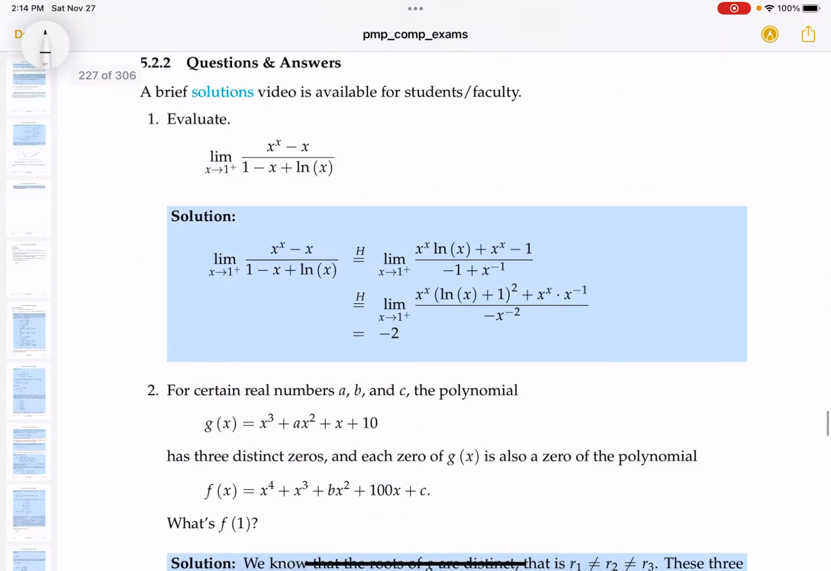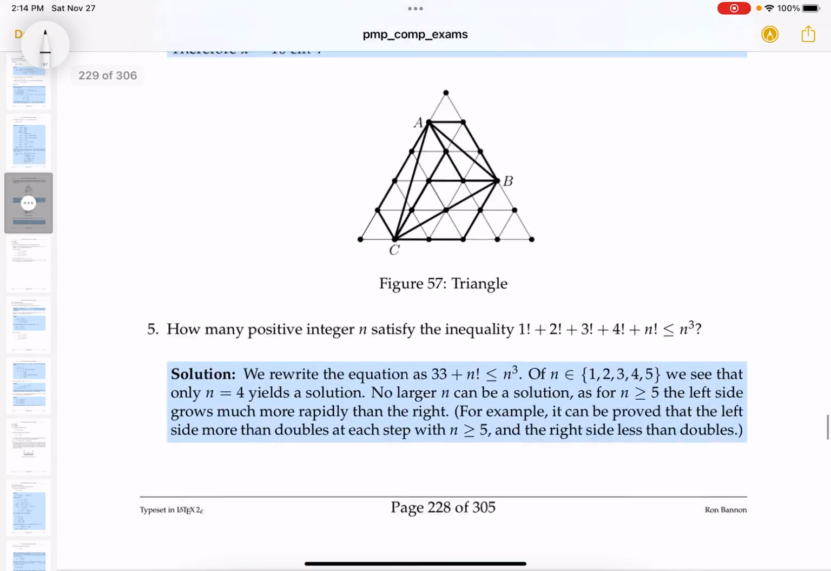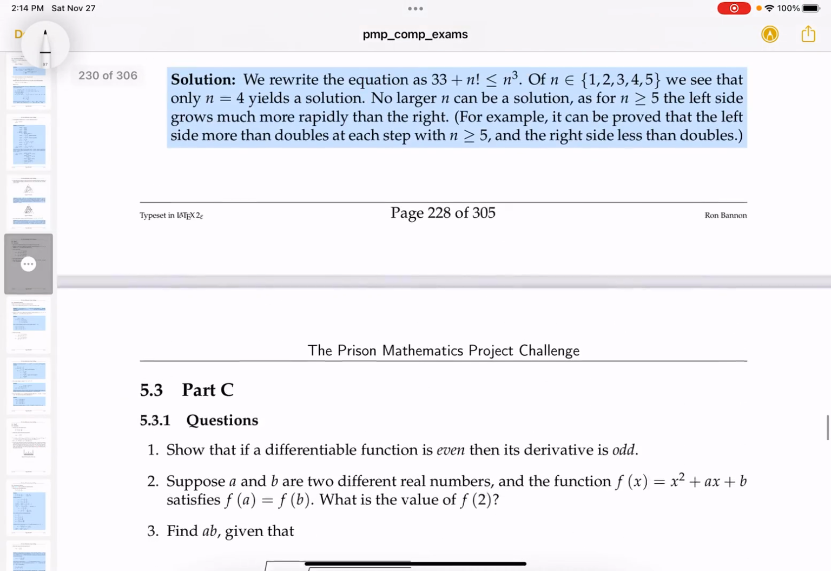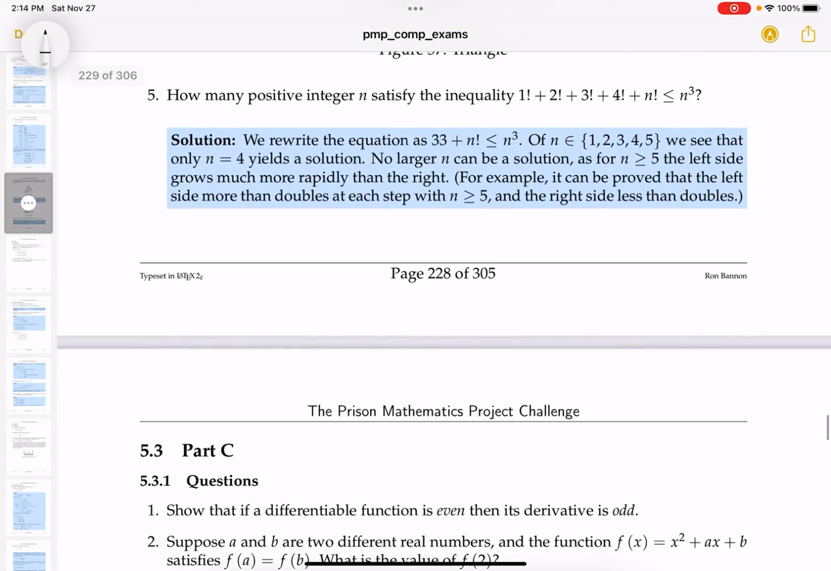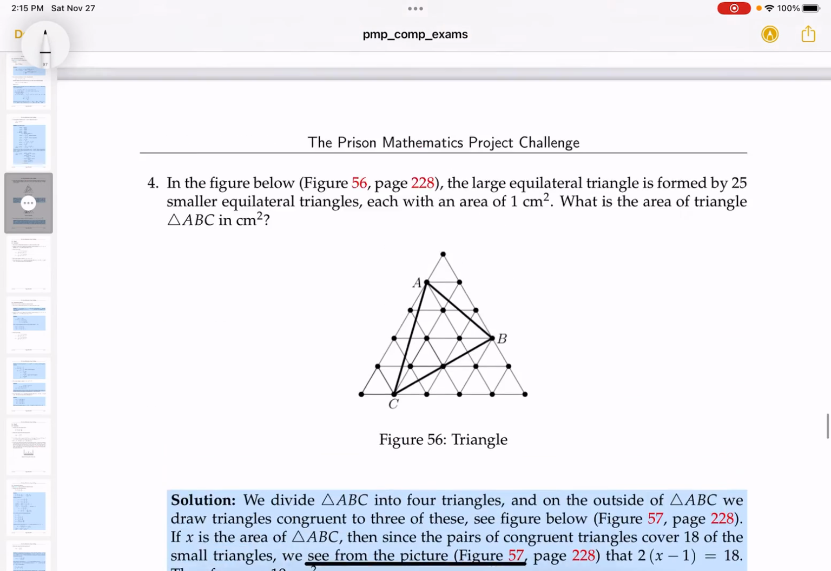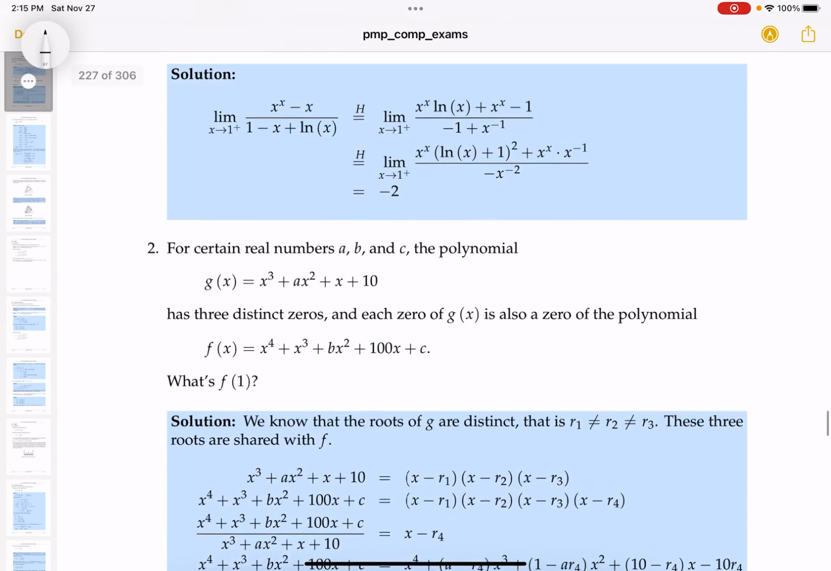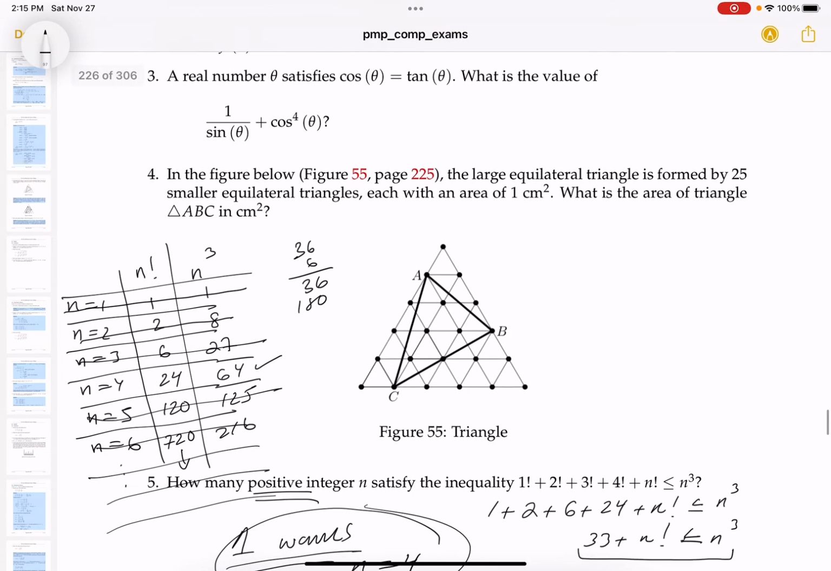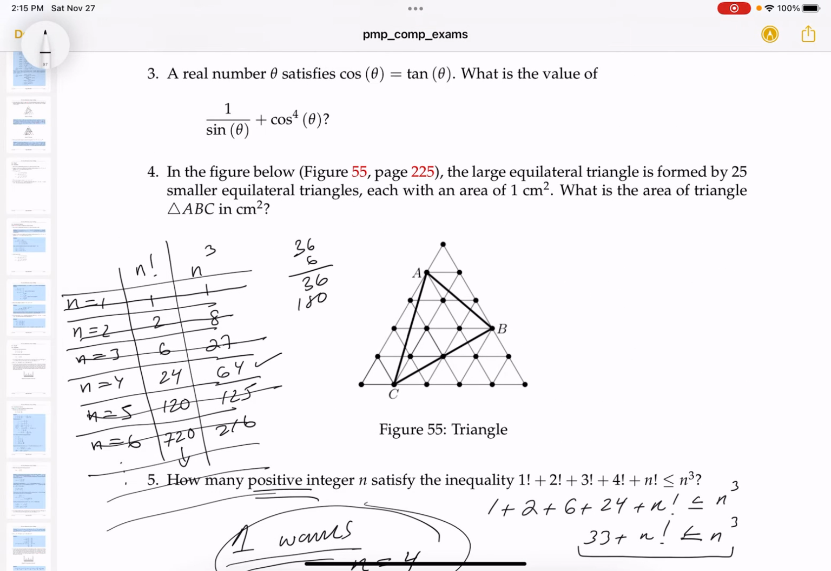All right, let's take a look at the key. I'm going to go to number 5. Oops, went too far. How many positive integers satisfy the inequality, blah, blah, blah. We were at the inequality. I did that part. I went through some of the numbers. 4 is the only thing that yields a solution to the problem. It talks about the growth of the factorial there. Yeah. All right. So we did okay with that. We just did it by looking at some simple numbers over there. Let me erase.